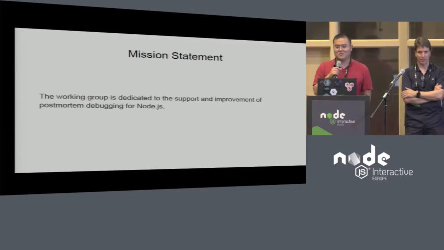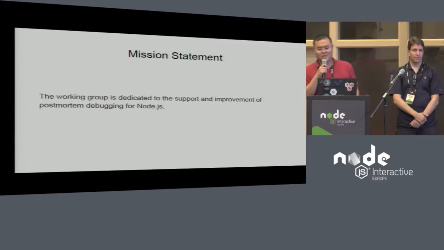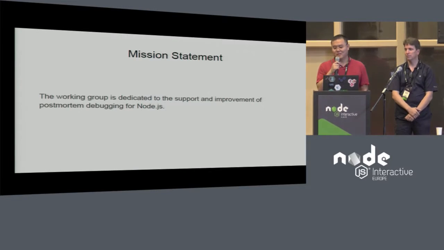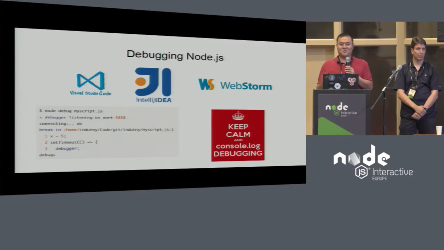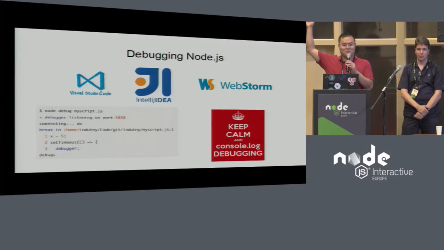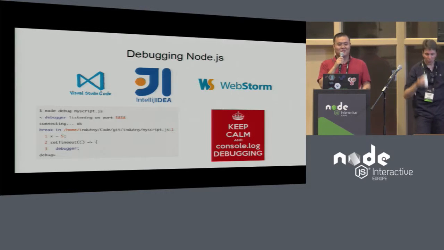So let's quickly talk about the mission statement, right? Most of you are probably wondering, what is the Postmortem Working Group? It's really dedicated to the support and improvement of postmortem debugging for Node.js. And the thing that I want you guys to focus on here is debugging. That's really important for us and for a lot of folks, I'm sure, in this room. Does anyone debug Node.js? Anyone use some of these tools, right? I'm sure we've all used integrated debuggers in our IDEs. A few of us have probably used the Node Debug command line tool, and like myself, I mainly use console.logs because I'm too lazy to set things up.